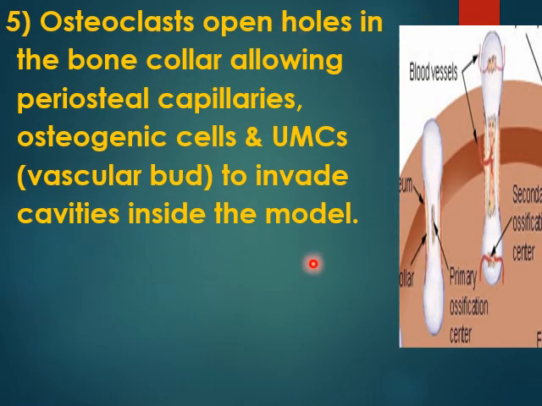Again, dear students, here is the model. Here is the periosteal collar, and the chondrocytes will die, leaving the lacuna empty. Here will be the role of the osteoclast. The osteoclast will open a hole in the bone collar, allowing the periosteal capillaries containing osteogenic cells and UMC to invade the cavities inside the model.